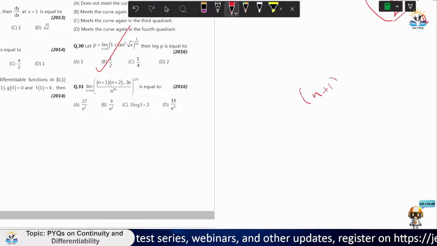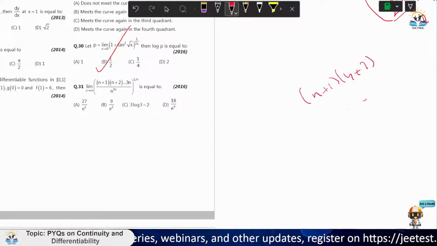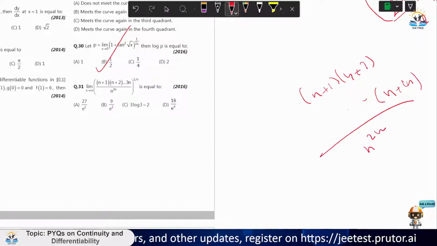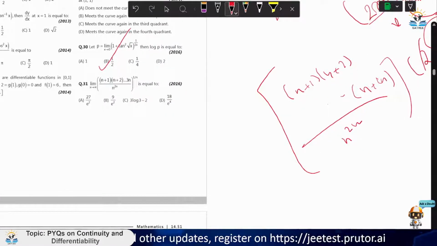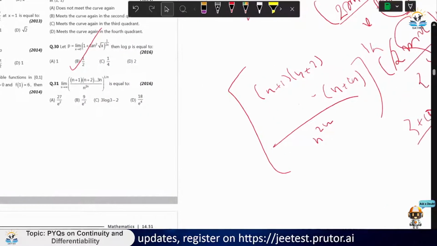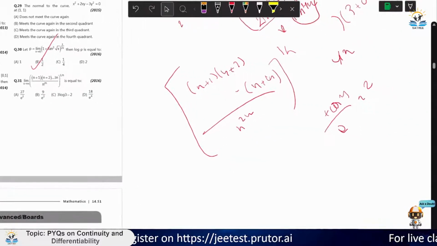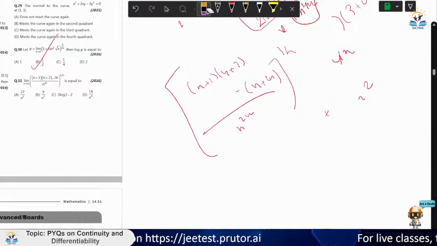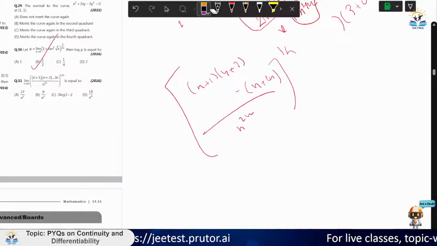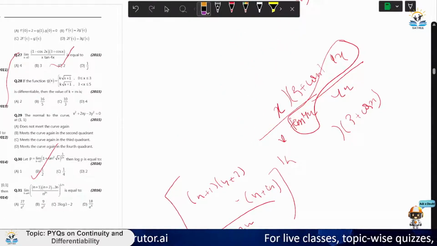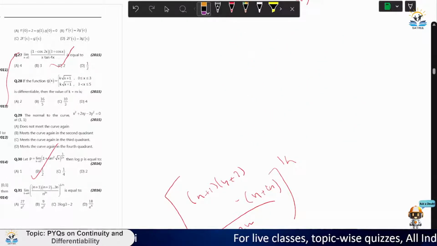Interesting. We have a multiplication of n plus 1, n plus 2 till n plus 2n, and this is what we have, all raised to 1 by n. Some might be confused about what form of question this is. This is again 1 to the power infinity. How is it 1 to the power infinity? Let me just review it.